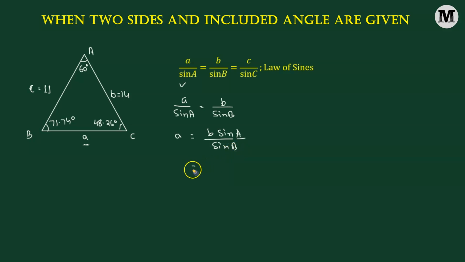So let's use the value b, that's 14 units, multiplied by sine of angle A, that means sine 60 degrees, divided by sine of angle B, that's 71.74 degrees. We plug this value into the calculator, and that should give us the value of a as approximately 12.77 units. Now we have obtained the measure of the side a, which comes out as 12.77 units.